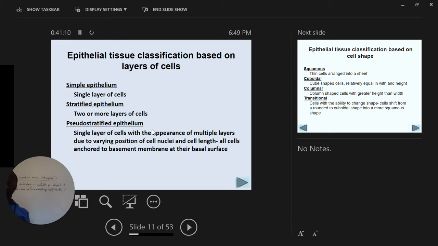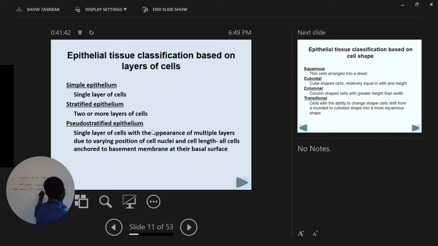So stratified epithelium. Now, when I have an epithelium that is one layer, the name is simple something epithelium. When I have another one that is more than one layer, either two or three, it becomes stratified something epithelium. Now the third one that we have is called pseudostratified.